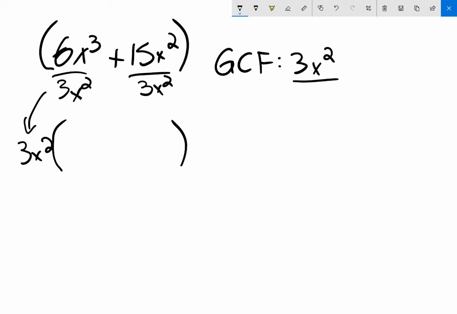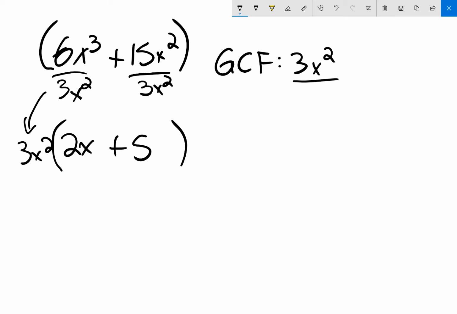So for the first term, 6x to the third divided by 3x squared: 6 divided by 3 is 2. And x to the third divided by x squared, remember, you subtract the exponents. If you had 3 x's but you're taking 2 of them away, then you're going to have just a single x, or x to the first. So that's 2x. And then 15 divided by 3 becomes 5 for the next term. And then x squared divided by x squared means all the x's cancel out, so there is no x in that term. So that is factoring by GCF. That's how you get that answer.